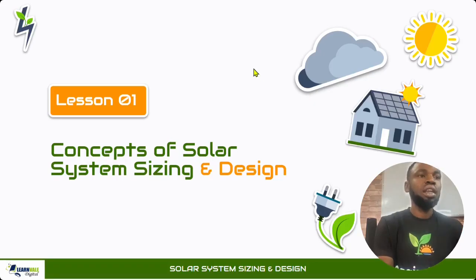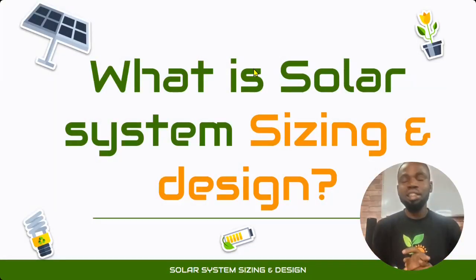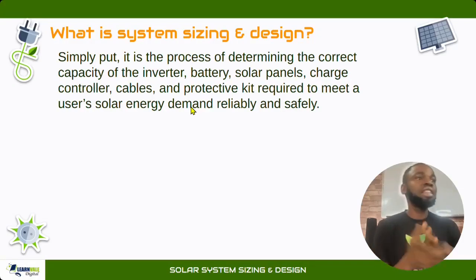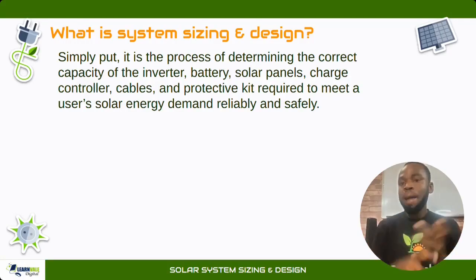To start with, let's first understand what solar system sizing and design is. Simply put, it is the process of determining the correct capacity of inverter, battery, solar panels, charge controllers, cables and protective kits that is required to meet a user's solar energy demand reliably and safely. Reliably and safely is very essential. It's not just providing light, not just powering a home. When you power a home, it needs to be reliable and it needs to be safe. If these two things are missing, you have not actually achieved your goal. That is the essence of solar system sizing and design.